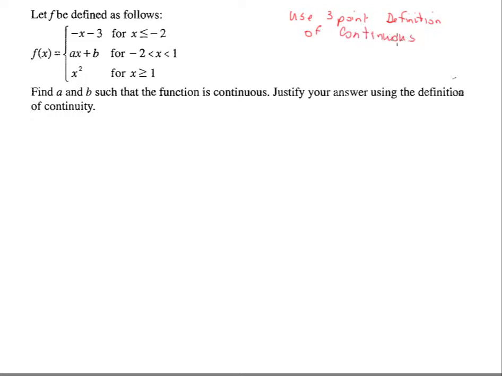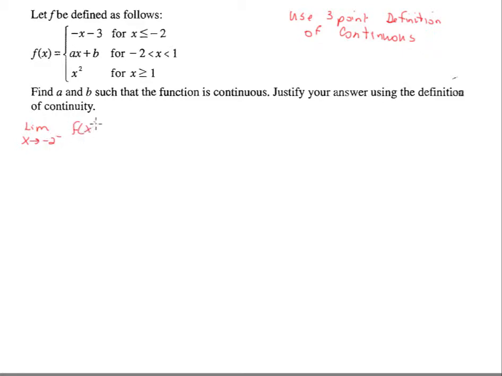So my only difficulty is going to be when I put the pieces together. To fix that, I'm going to use our 3-point definition of continuity. The three requirements are: the limit from the left must equal the limit from the right, so the limit must exist; the function value must exist; and the limit value must equal the function value. So those are the three things that we're looking for.